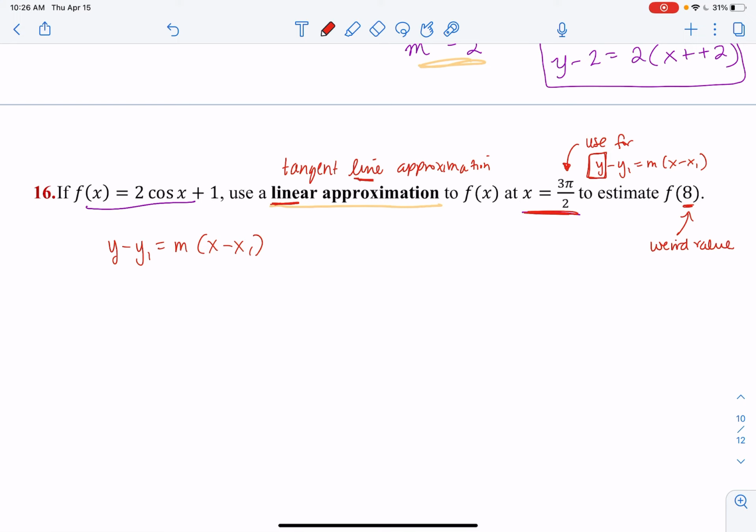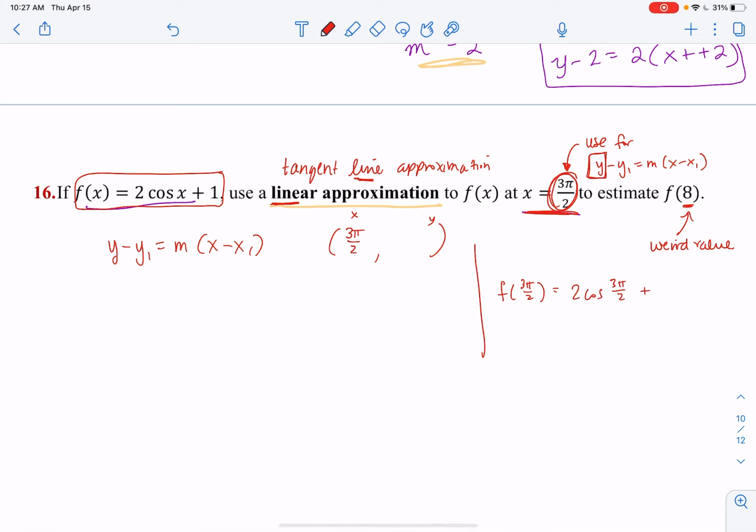So we need a point. Well, we'll use this point. So 3 pi over 2 is our x. And we'll plug it into our function to find our y. So let's do that, sidebar. F of 3 pi over 2 equals 2 cosine of 3 pi over 2 plus 1.